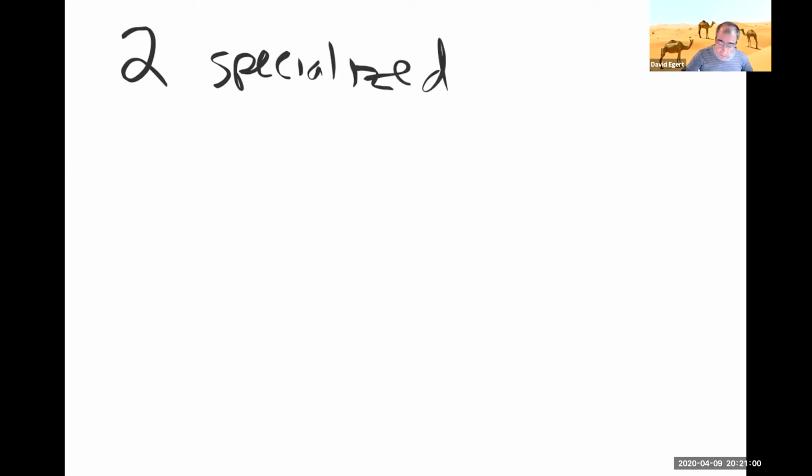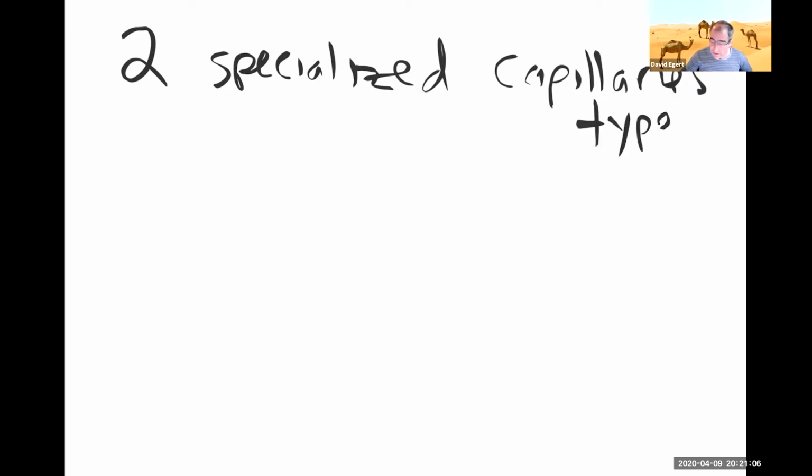All right, so we're going to do two specialized kinds of capillaries, or I should say capillary types. One of them you've already met. So let's start with that one, the fenestrated capillary.